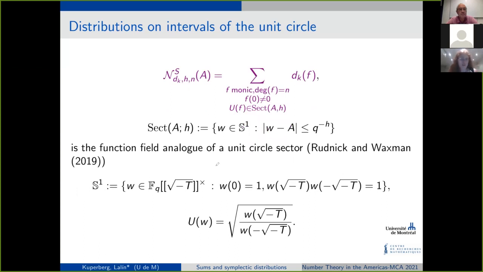I have a bit more detail here, just in case people want to see it, but basically the unit circle, we are going to think in terms of formal power series on F_q adjoin the square root of minus t. So this is the i that we get. And so the unit circle is the elements that have norm 1. And we can talk about angles in the analogous way. And so that's what it means to fall into a sector, to have the argument falling into a certain part of the unit circle.